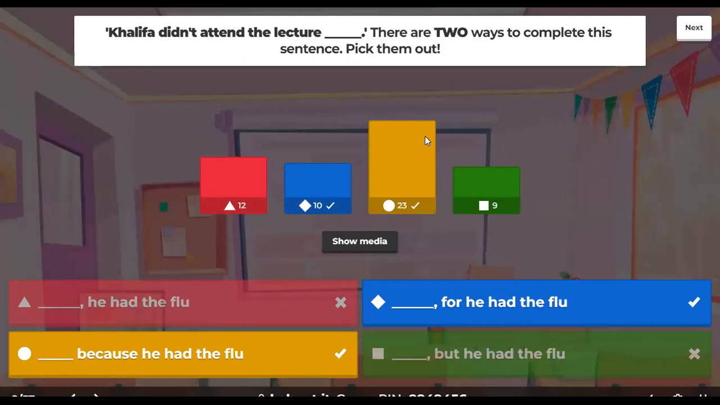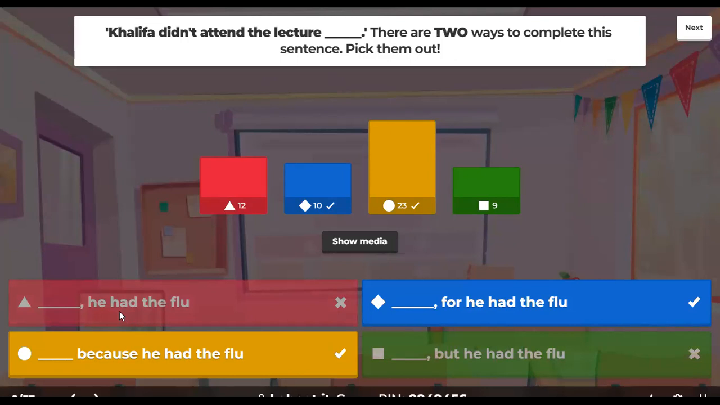Okay. Now, actually, here we have an independent clause. Khalifa didn't attend the lecture. We can stop here. The meaning is complete. Now, I asked you to complete the sentence and I've given you two ways. We can never choose this one. The red one is wrong, guys.